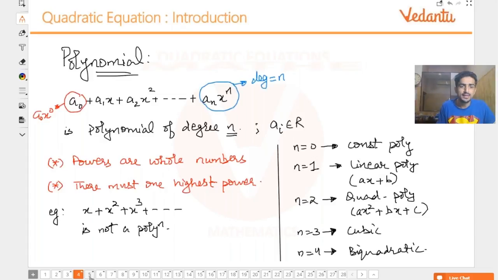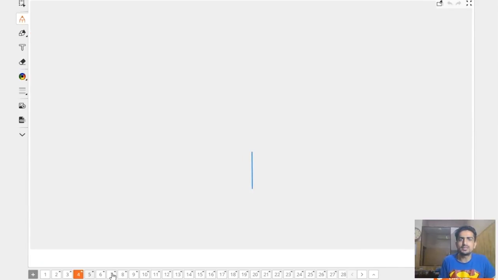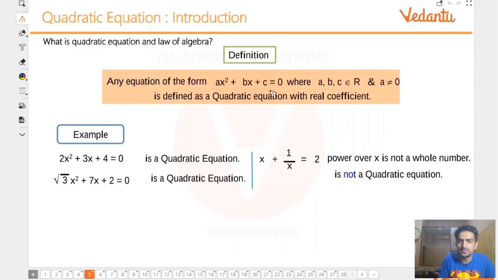Okay, guys. Now, certainly our focus is on quadratic equations. An equation of the form ax square plus bx plus c equal to 0, where a, b, c are real numbers and a is not 0, is defined as quadratic equation with the real coefficient. Because a, b, c, we have taken coefficients to be real. Why a is not 0? Because if a is 0, then this term will vanish and it will no more be a quadratic. So certainly a should be non-zero.